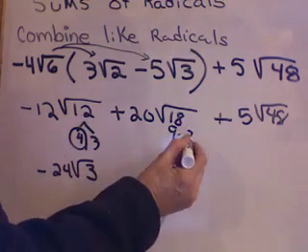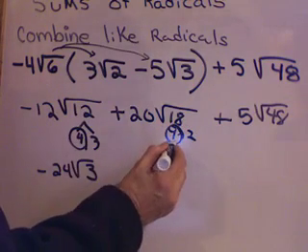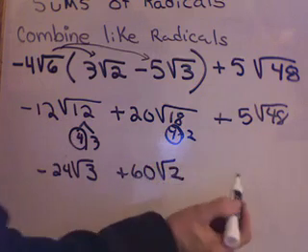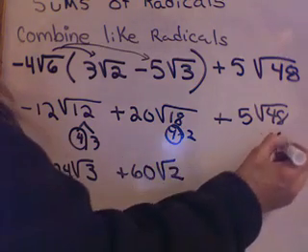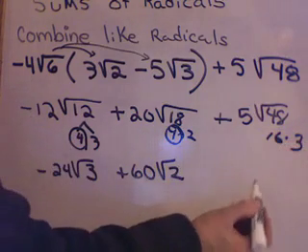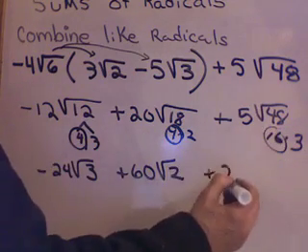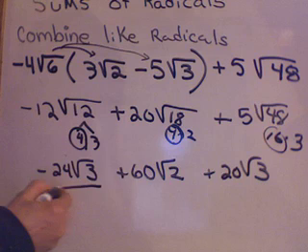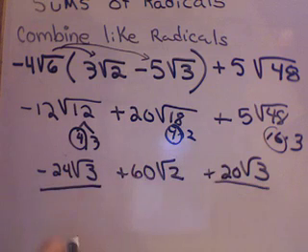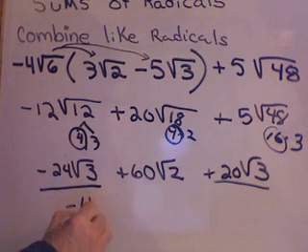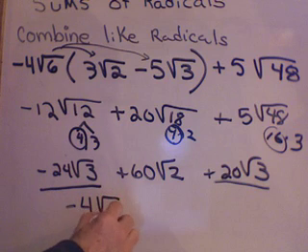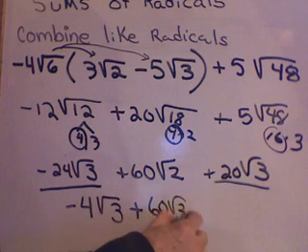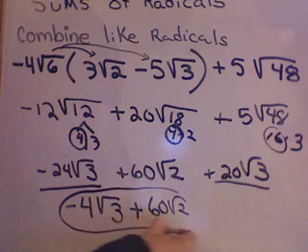18. How about 9 and 2? Perfect square. Comes out as a 3, so that's going to give me 60 root 2. How about 48? 16 and 3. That would give me 20 root 3. Now, do I have any like terms? Oh yeah, right there. So, how about negative 4 root 3 plus 60 root 2. That is the answer.